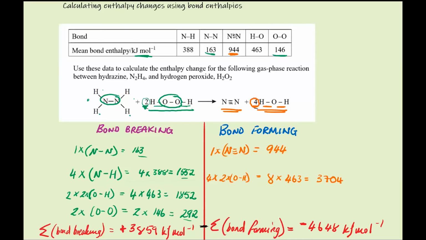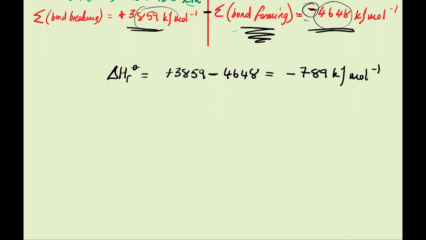Okay. Now if I add these together, I'll end up with my overall enthalpy change, which I have written here as 3,859 with my plus, and minus because it's exothermic, the bond forming process, at 4,648 kilojoules. That gives me an overall exothermic value of minus 789 kilojoules per mole. Make sure you're always putting signs in.